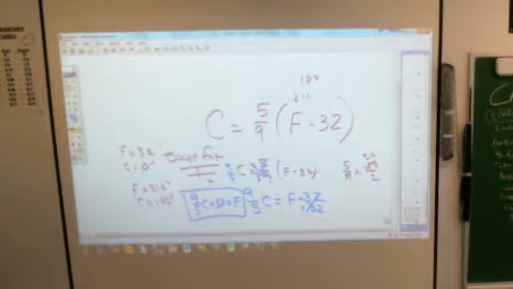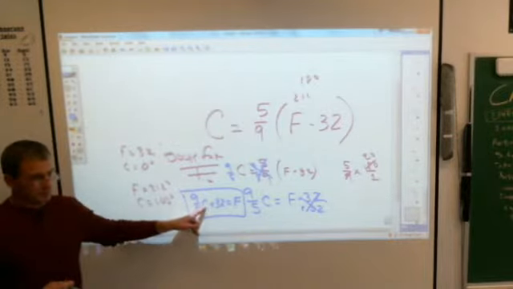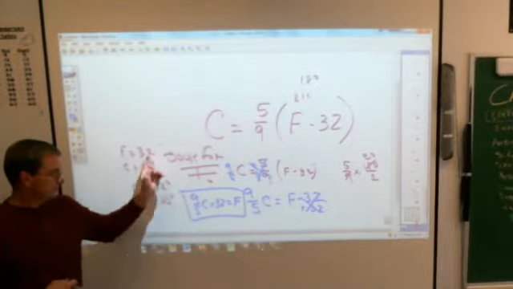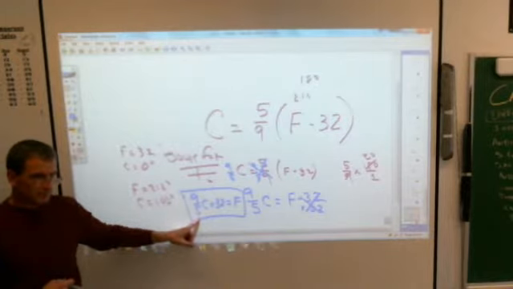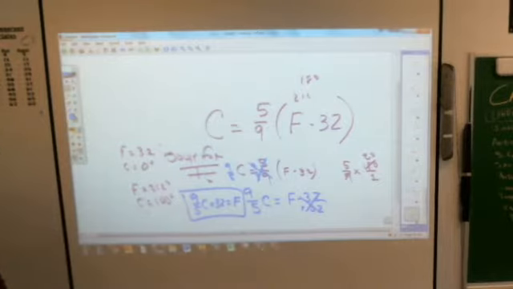But if Celsius was 0 degrees, 9/5 times 0 is 0, plus 32 is 32. If Celsius was 100 degrees, 9/5 times 100? There we go, 180. 180 plus 32. Does anybody care? Let's hold on.